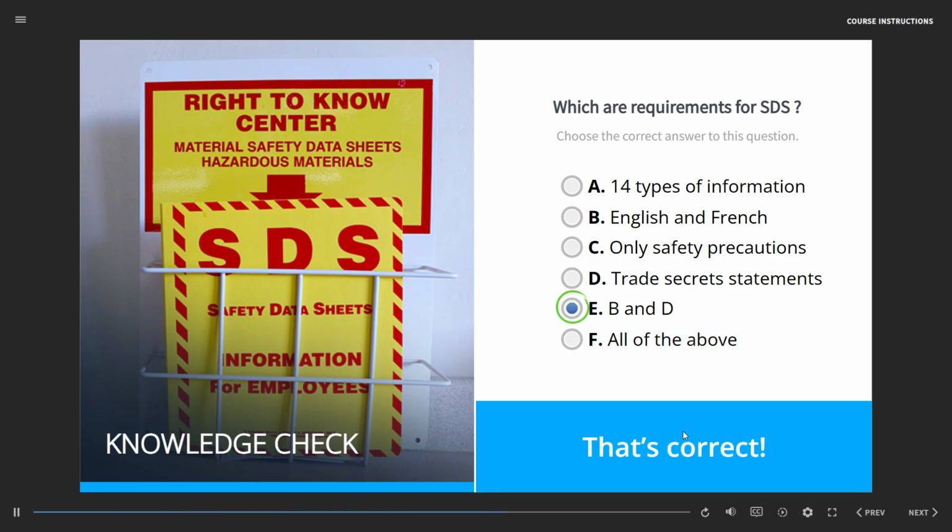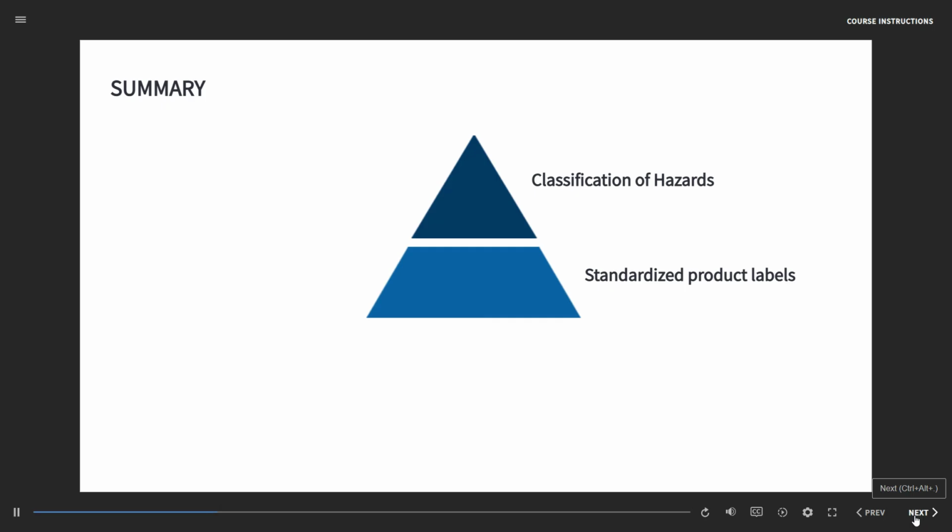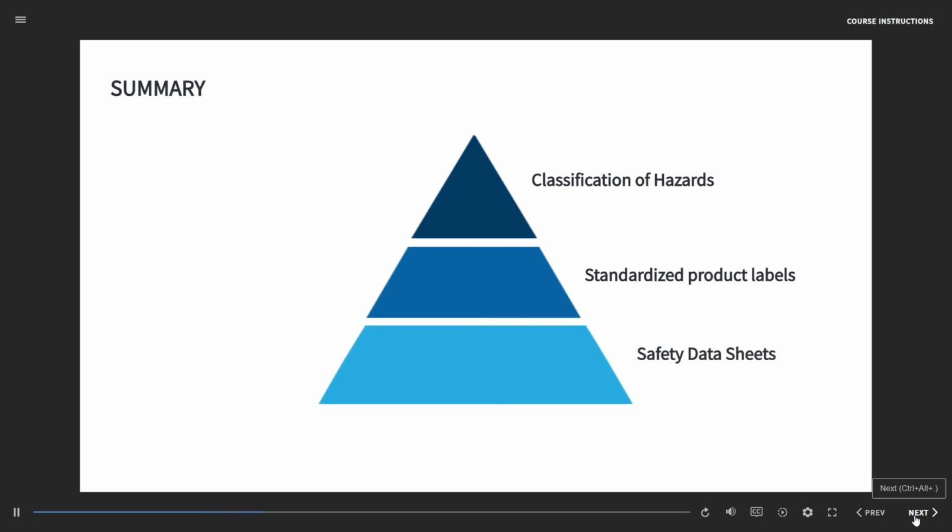That's correct. In summary, this module provided an overview of the classification of hazards, labels including pictograms, and safety data sheets. Your employer must provide training on your job-specific products to ensure you handle, store, and use them safely. It is also your responsibility, under the Occupational Health and Safety Act, to receive the training prior to the handling and using of new chemicals in your workplace.